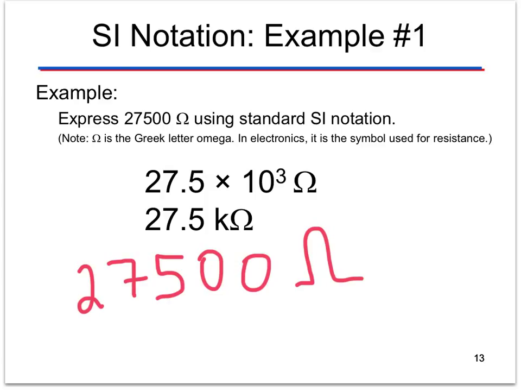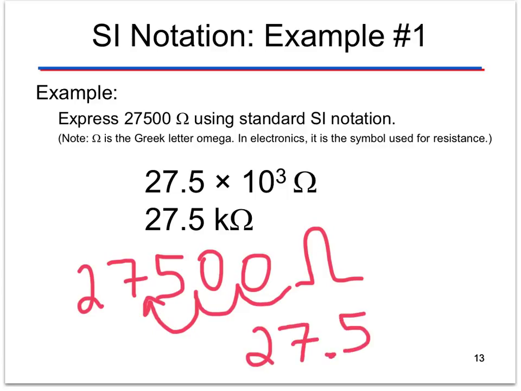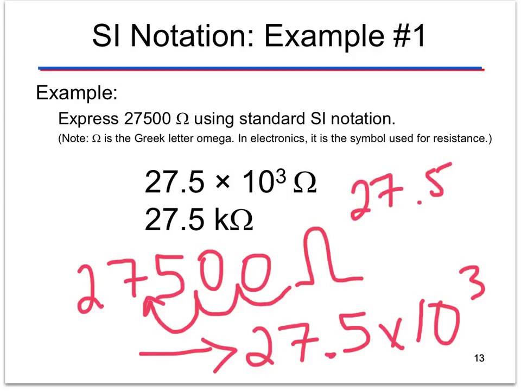All right, so I'm going to move this guy to the left. 1, 2, and I can't stop at 2, so I'm going to go to 3. 27.5 times 10, and I moved it 1, 2, 3 to the third. All right, that is it in engineering notation. In SI notation, it's 27.5. And since I moved it to the left 3 times, all right, I may have to look back at the chart, but I know that's kilo ohms.